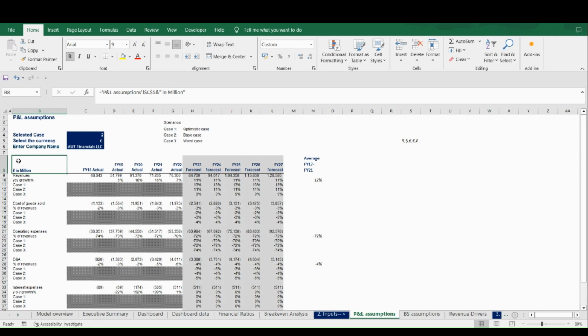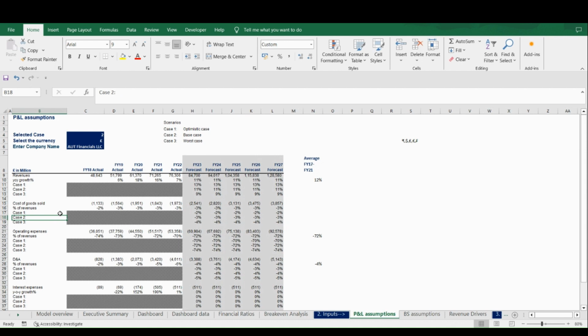In the input tab, or in the P&L tab, we have our revenue projections or the estimate. The area in gray shows the forecast for the estimated period, and before that we have the historical data. In this case we have the historical data till FY22, and from FY23 to FY27 we are forecasting our data. So the area which you see in gray will be the assumptions that we are making about the growth of revenues.